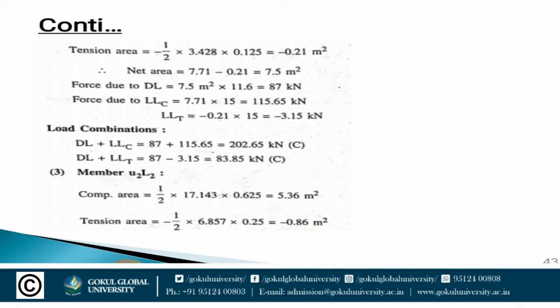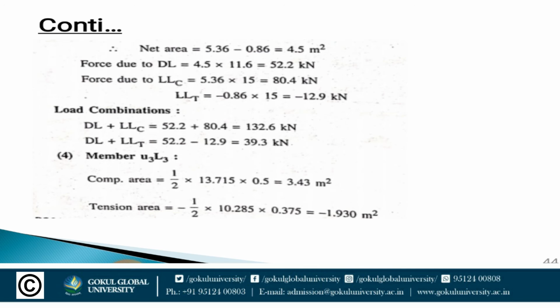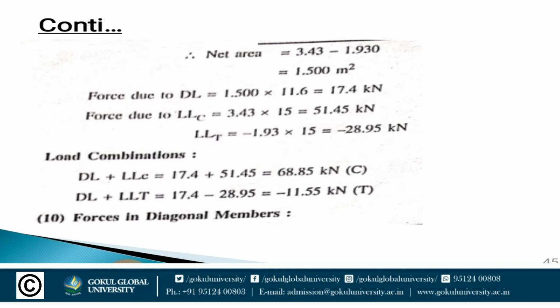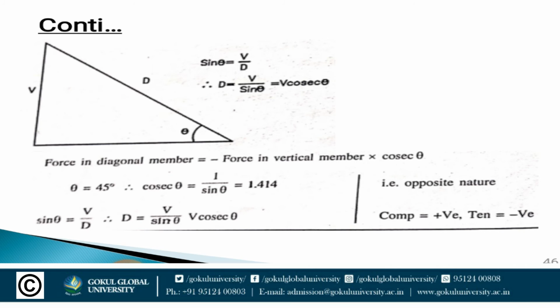After that, as well as member U2 L2, we can see this. Then member U3 L3, we got that. So we got the total load, three load combinations. Then we go for the diagonal members. So force in the diagonal member. We have to identify the force in the diagonal member. The diagonal member is connected with the vertical member and bottom chord member.